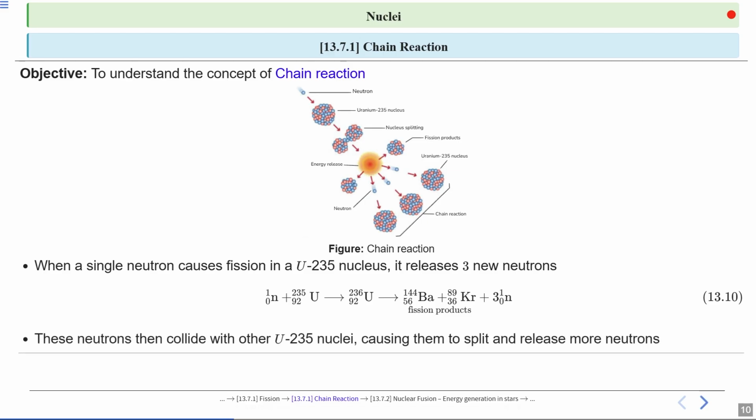These newly released neutrons can then go on to strike other uranium-235 nuclei, causing them to split as well and release even more neutrons. This creates a multiplying effect where each fission event leads to more reactions. This is what we mean by a chain reaction. One event triggers a series of similar events.